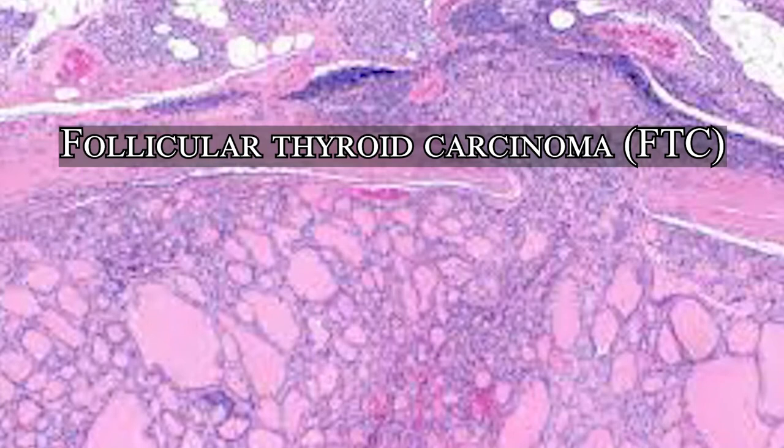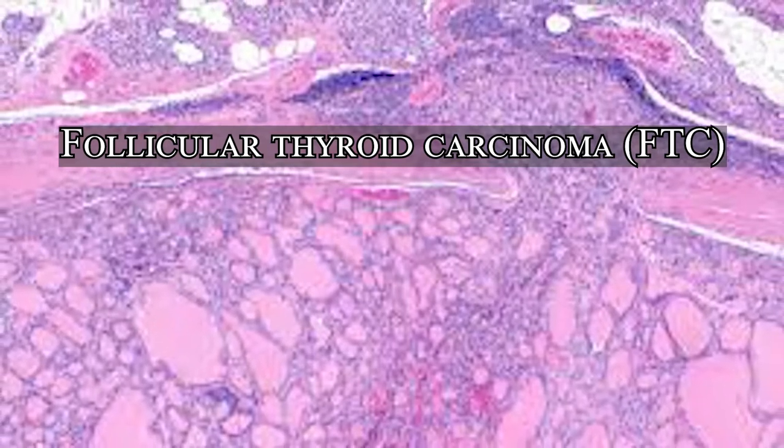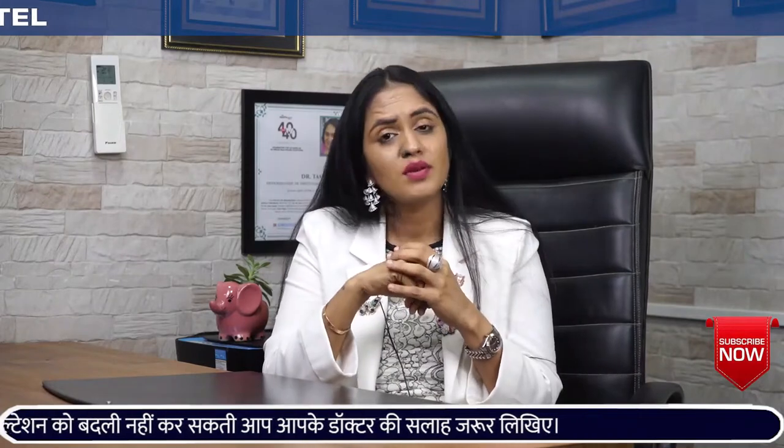Moving to the second common variety, and that is follicular thyroid carcinoma, which we call FTC. Follicular thyroid carcinoma is the second most common variety.